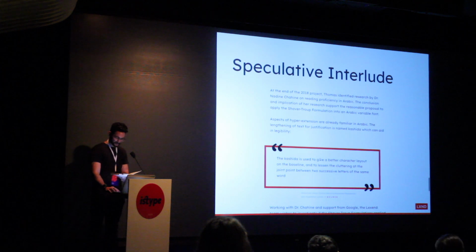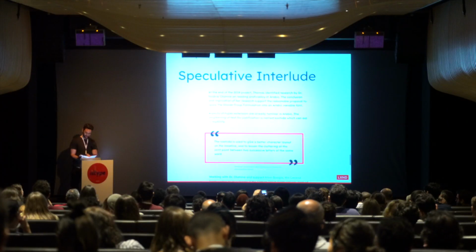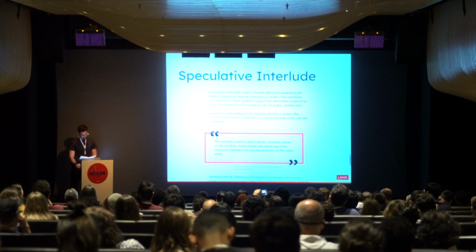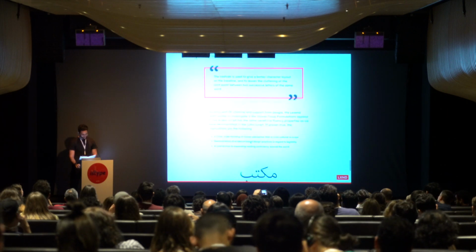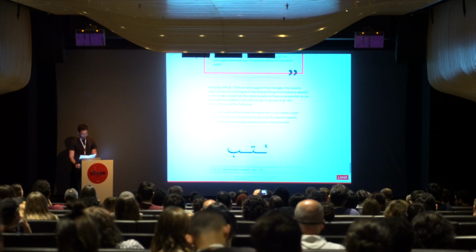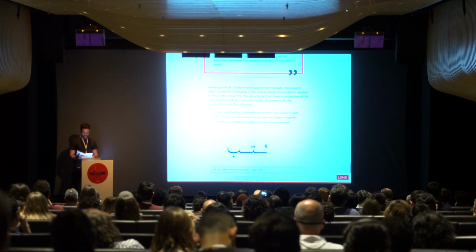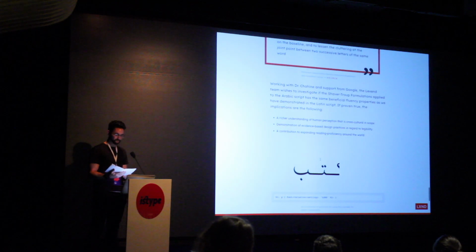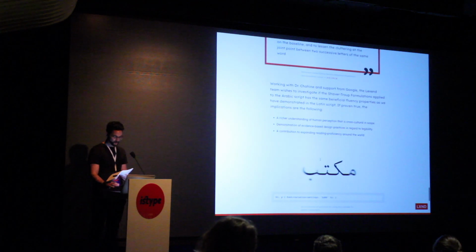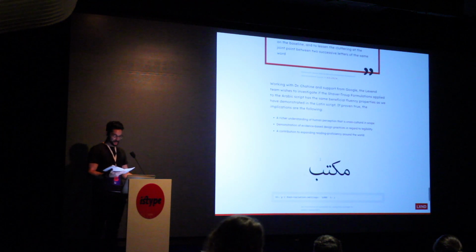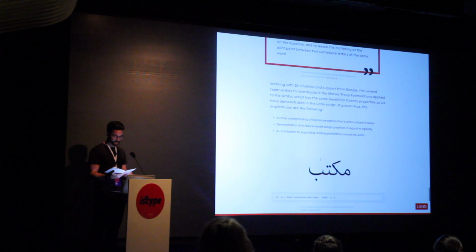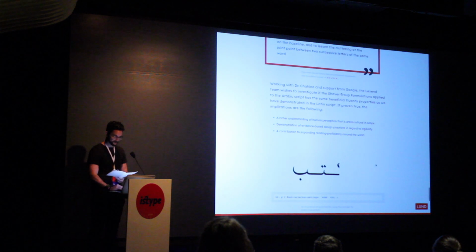The expansion of letter forms already exists in Arabic. The lengthening of text for justification is named kashida, which aids in fluency. So working with Dr. Shaheen and support from Google, the Lexend team is planning to investigate if the Shaver-Troup formulations applied to Arabic will have the same beneficial fluency properties as it does in Latin. If our hypothesis is true, there are consequences. There are these following consequences.